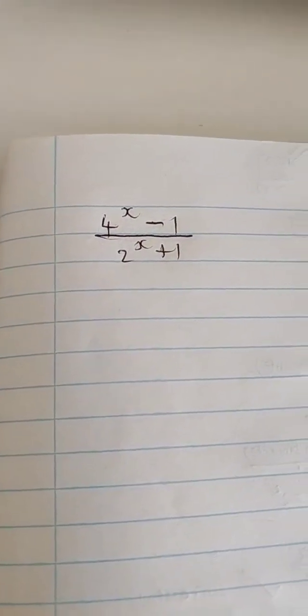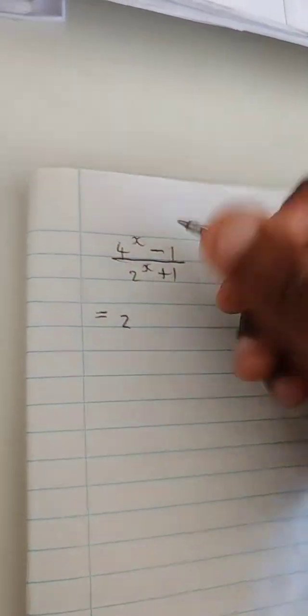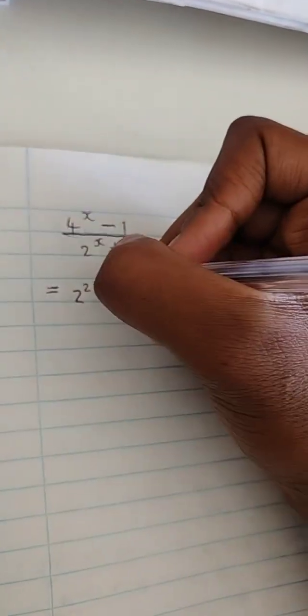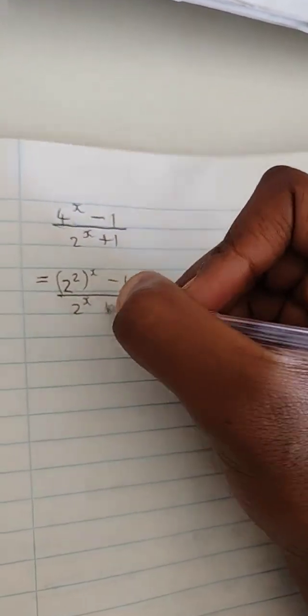Now look at this one. Very interesting problem, this one. 4 to the power x minus 1 over 2 to the power x plus 1. Once again, if you look at the numerator, how many terms? 2 terms. If you look at the denominator, how many terms? 1 term. In the numerator, we can take that first term, rewrite 4, and it becomes 2 to the power 2 raised to the power x minus 1 over 2 to the power x plus 1.